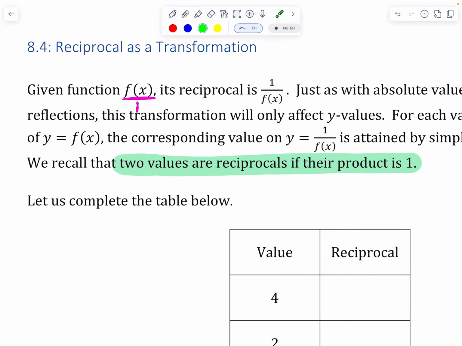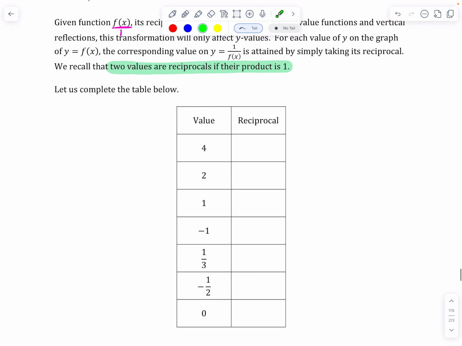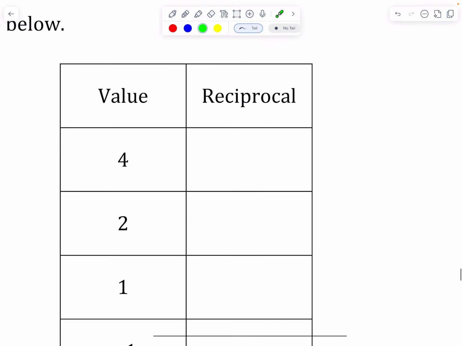Take a quick second, fill in this table. Here's a whole bunch of values. What's the reciprocal of each one of those values? If you need to pause this video for a whole minute, do so. Oh, I don't know why I paused so long. Sorry if you were pausing the video for this. Too late. We're back.